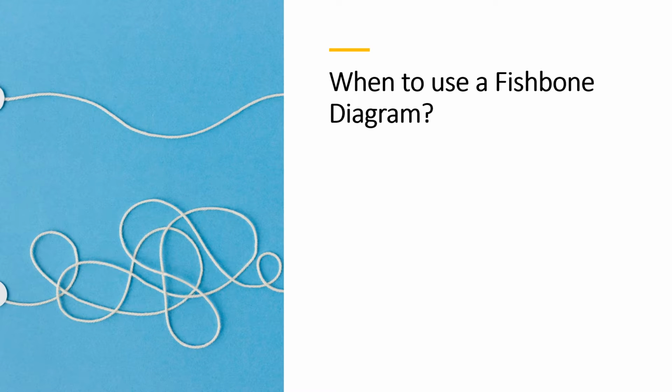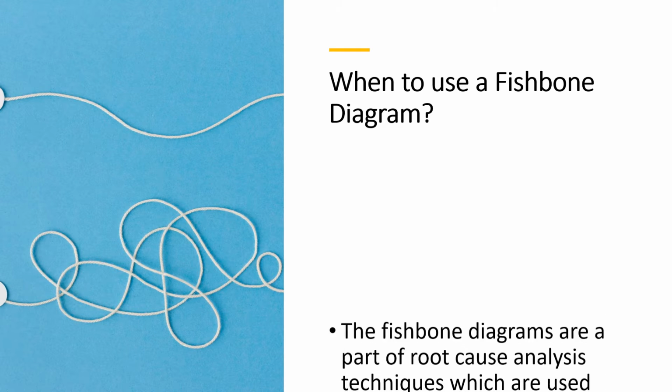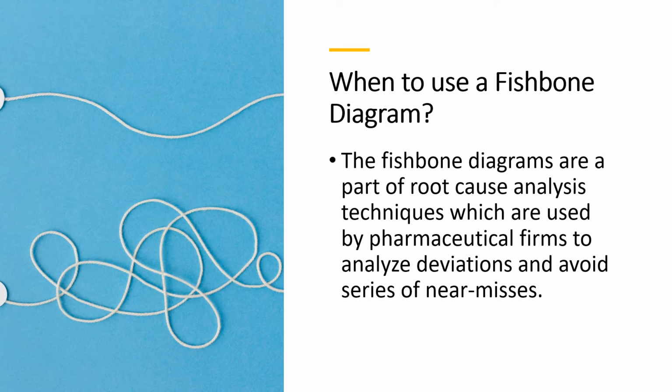Now we will discuss when the fishbone diagram is used, right? Fishbone diagrams are part of the root cause analysis techniques which are used by pharmaceutical firms to analyze deviations and avoid a series of near misses, right? So basically during any non-conformance, deviation, out of specification or out of calibration results, we can use the fishbone diagram tool to identify the root cause, which is one of the most effective tools to identify the root cause.